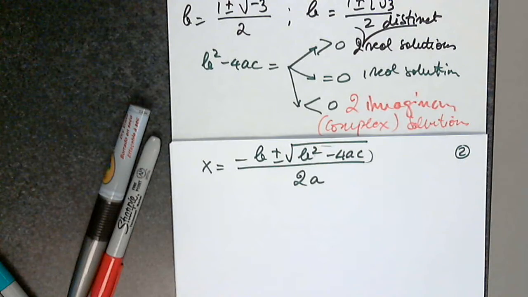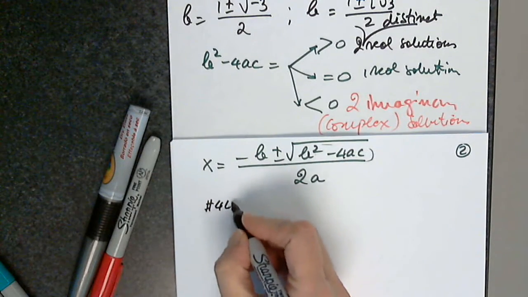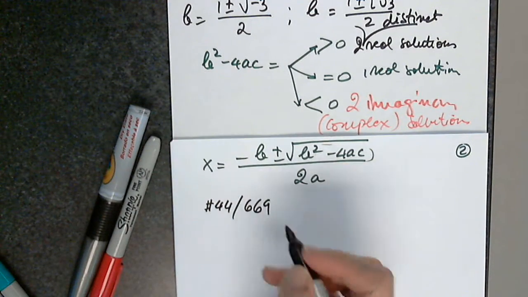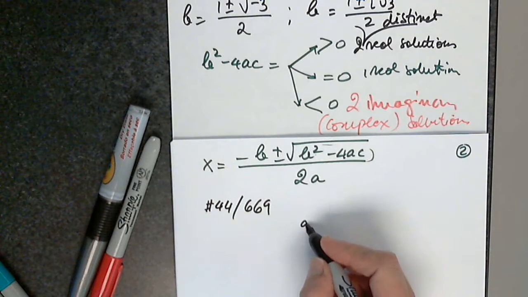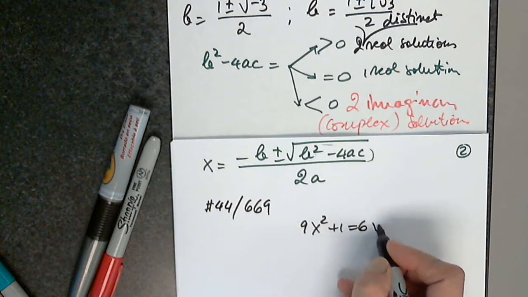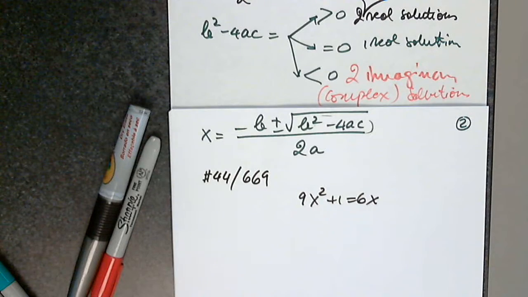Good. I like to work on a problem like this, in which we are asked, we are on page 669. And let's say we work on problem 44 on page 669. We are given 9x squared plus 1 equals 6x. We are not asked to solve the equation. We are asked to use the discriminant only to determine the number and types of solutions.